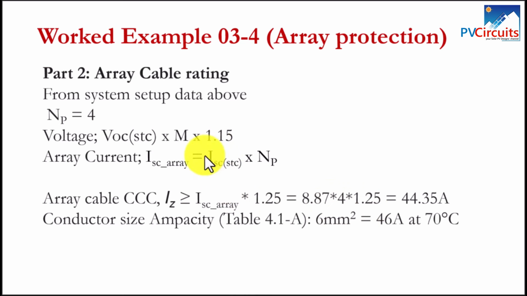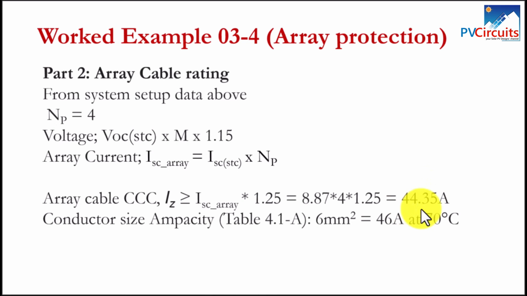Remember, the array current is the ISTC times the number of strings in that sub-array, and that is what gives us 8.87 times 4, and then now times 1.25, which is in this equation here. The current of the cable should be this amount. Then we need to check which cable has the capacity to carry this current.